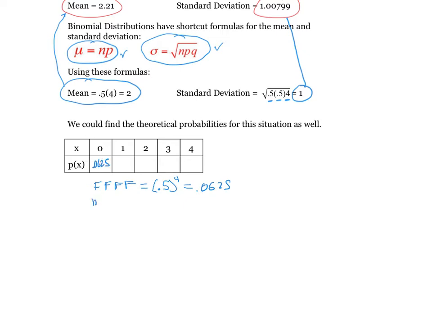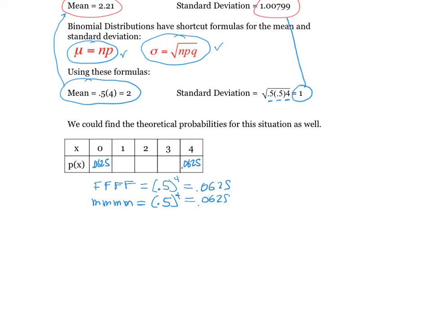That would match up with the 4 boys probability, because again, it would be 0.5 to the 4th. Remember, these are independent events, so I can just multiply them together. That would be the same answer. So you have the same chance of getting all 4 boys as you do all 4 girls.